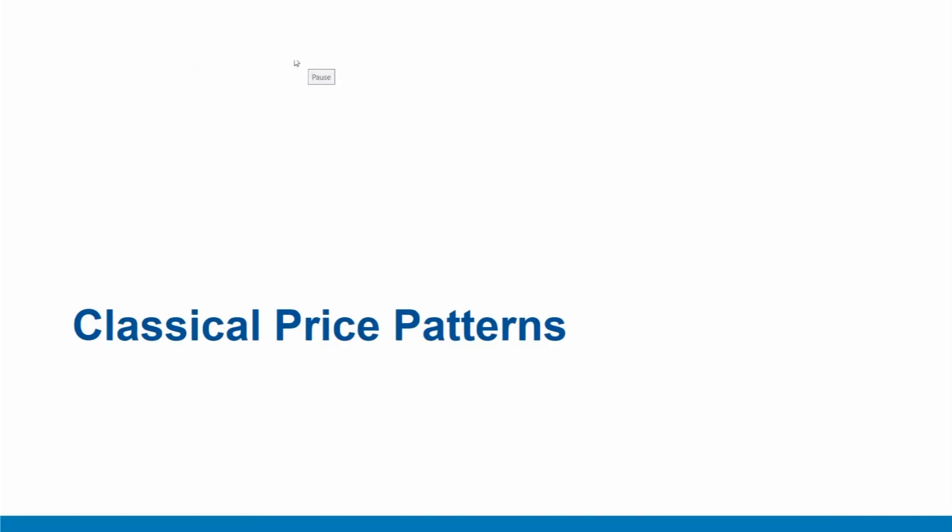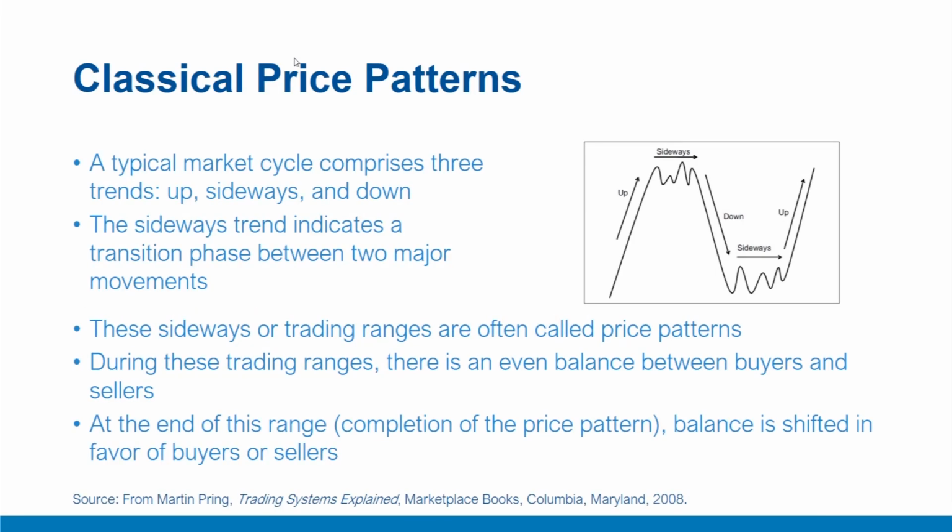Classical price patterns. In this video, we'll examine some of the often employed classical price patterns that are used to examine the strength of a price trend. Here in the figure, we have a typical market cycle in which there are three trends. One is up, sideways and down. The sideways trend is essentially a horizontal or transitional trend which separates two major market movements, for example up and down and up.